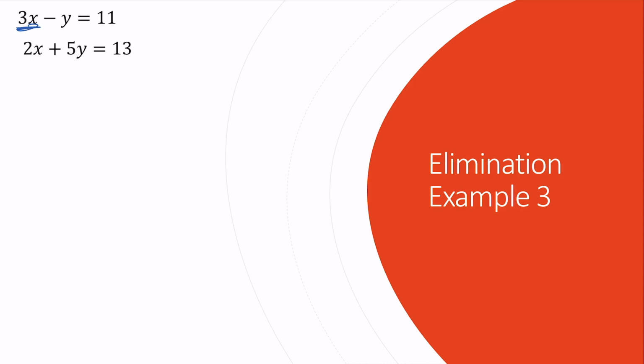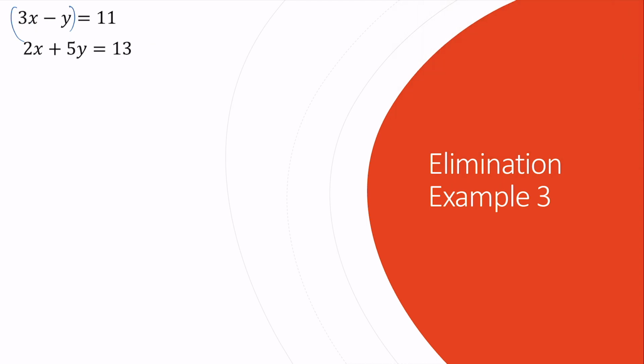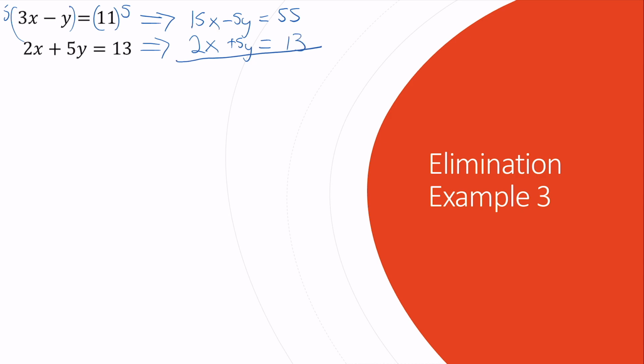If I wanted to cancel out the x, I would have to multiply the top by negative 2 and the bottom by a positive 3 so that my x's both were 6. But for y, I can just multiply the top equation by 5. And remember, what I do to the left, I have to do to the right. So I've got 15x minus 5y is 55, and my original second equation, 2x plus 5y equals 13. Now those coefficients are additive inverses, so when I add them together, they cancel out.